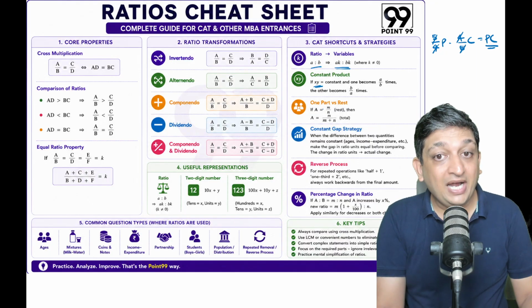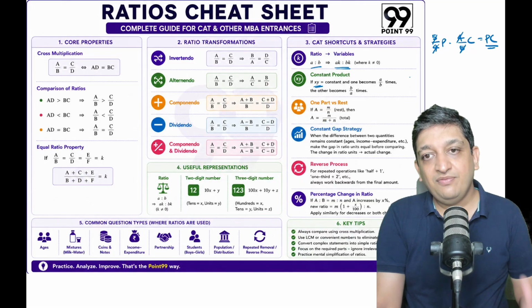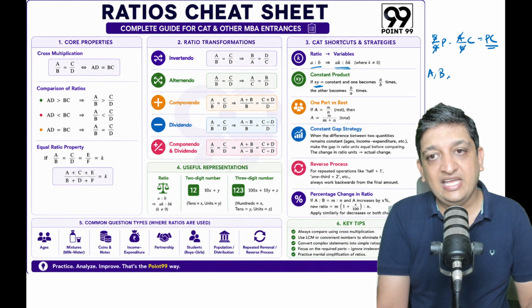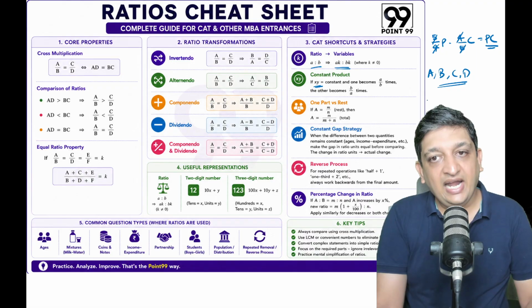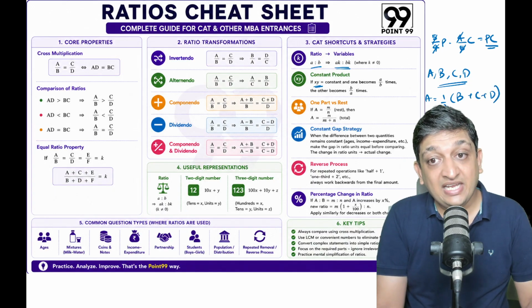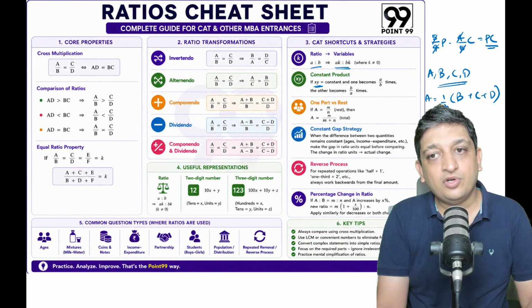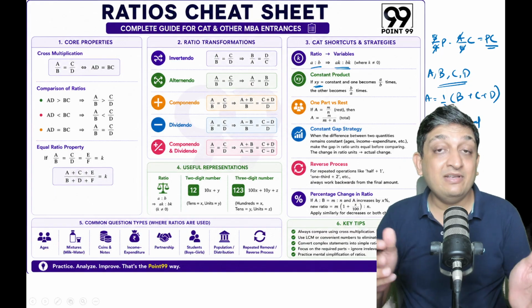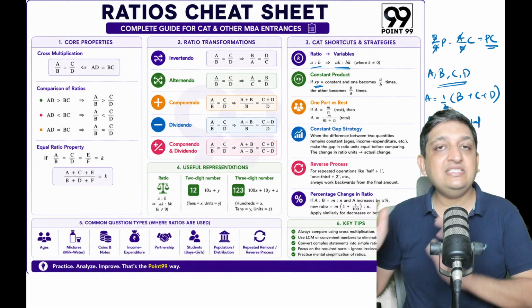In terms of one part versus rest, this is very important. So if let's say, for example, there are 4 people A, B, C and D, and A has, let's say, 1/3 of B plus C plus D, then we can easily say that A will be 1/4 of the total, which means A will be 1/4 of A plus B plus C plus D.